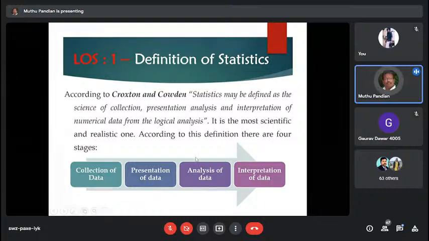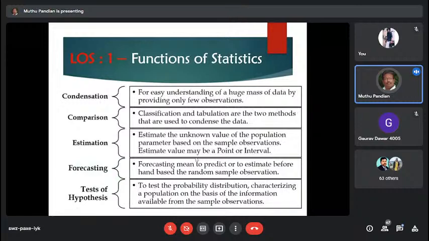And why do we want to do statistics, what functions does it perform? When we talk about statistics, these are the functions. The very first function is condensation. We already discussed that. Condensation means converting a mass of data into a few observations.